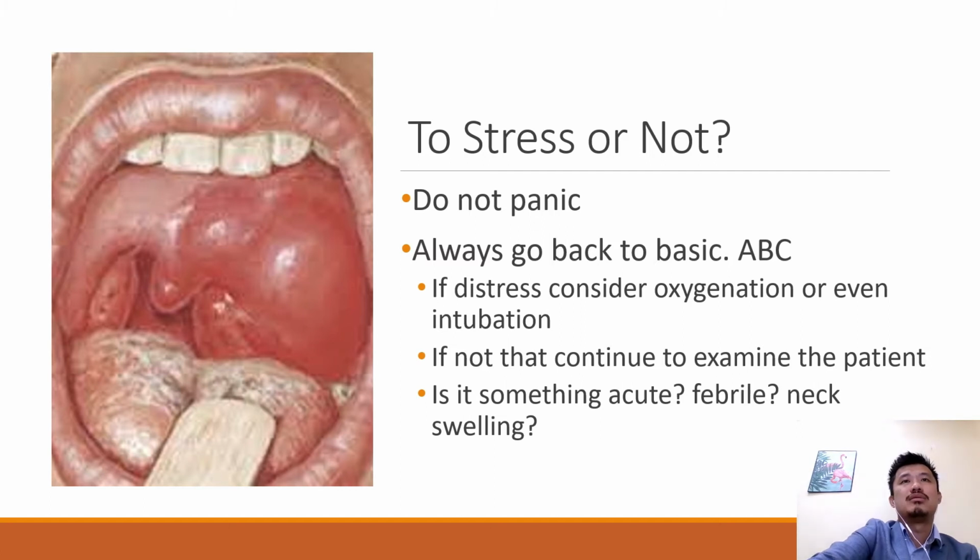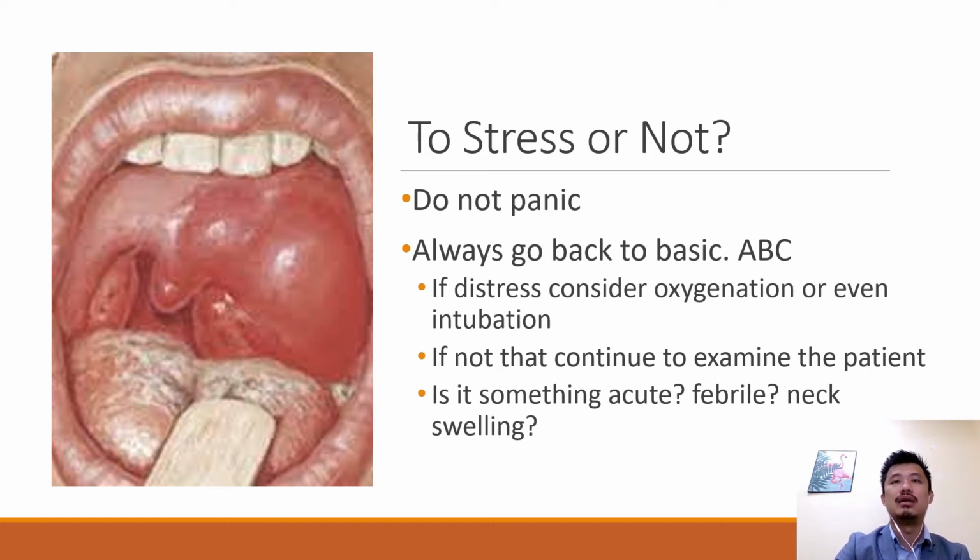When you see a patient with stridor, always remember, do not panic. If you panic, we will not be able to do what we are supposed to do, and your mind gets messed up. So take a deep breath, do not panic, and always go back to basics, the ABC. Is the airway okay, breathing okay, circulation okay? If all these are okay, then we can continue our examination of the patient and ask for further history.